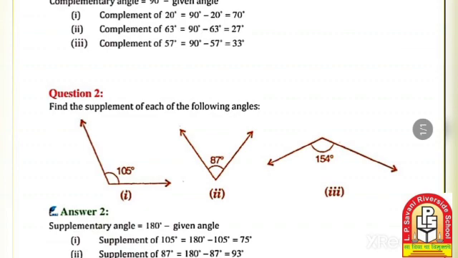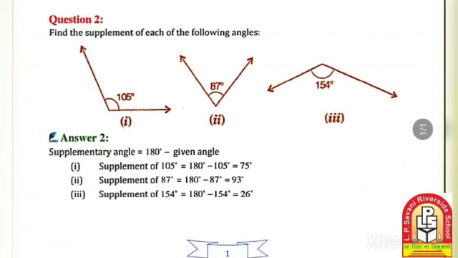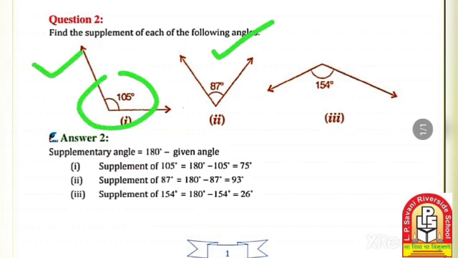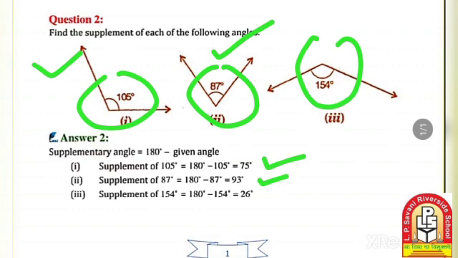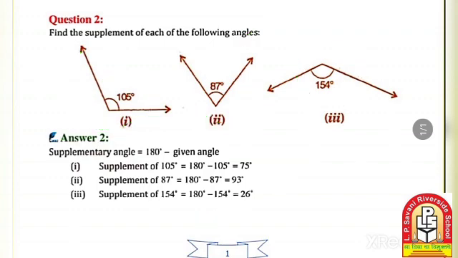Then question number 2: find the supplement of each of the following angles, 105. So 180 minus 105 is 75. Then 180 minus 87 is 93, and for 154, 180 minus 154, we have to find the supplementary angle.